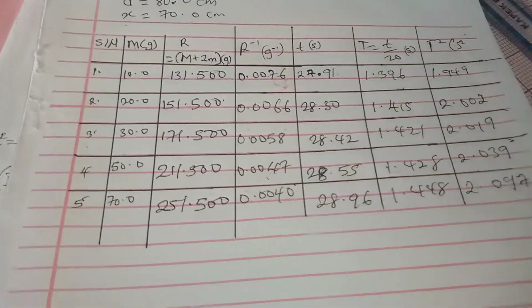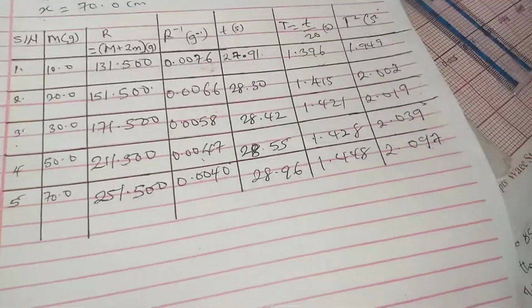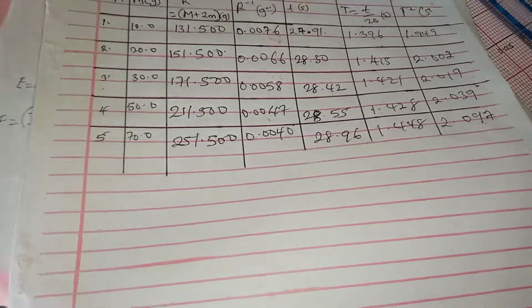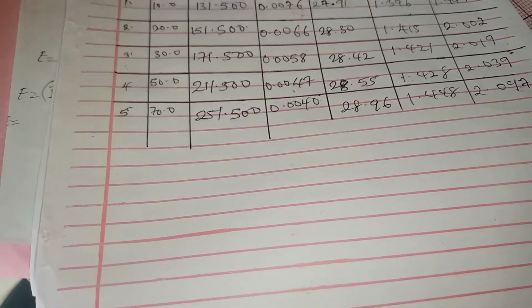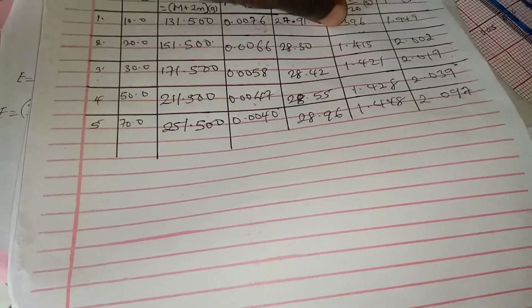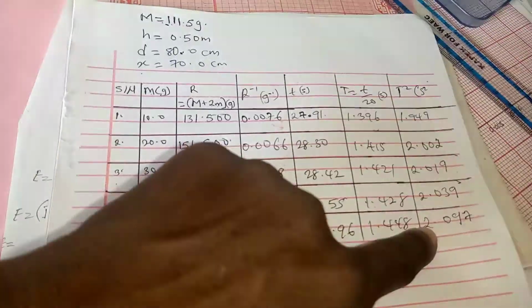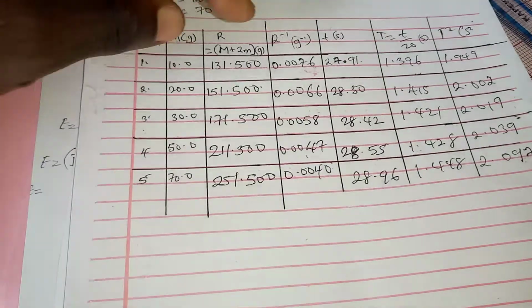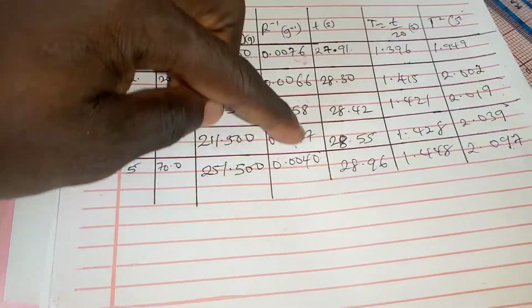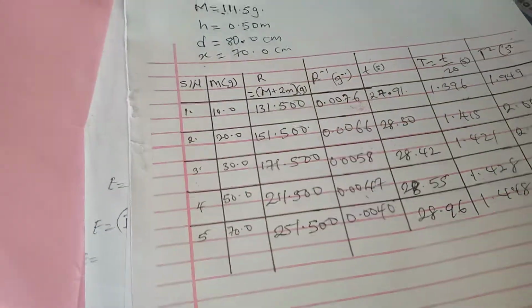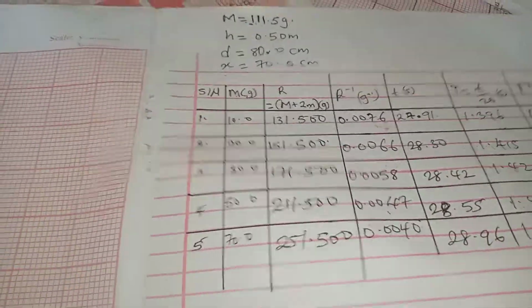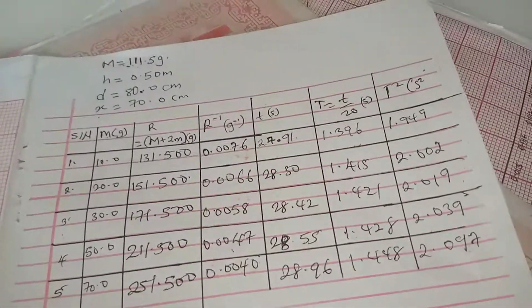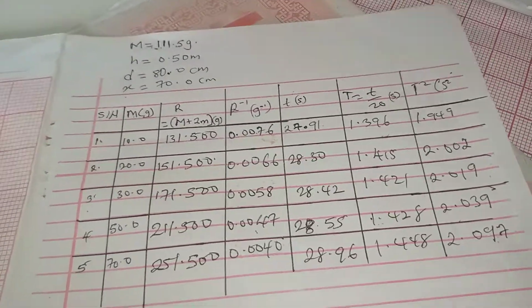Now let's plot the graph of the points. So we are going to plot the graph of T square against arrow inverse. What that means is that T square is going to be on the vertical axis, and the arrow inverse is going to be on the horizontal axis. Now all we need to do is to plot the graph of the points.